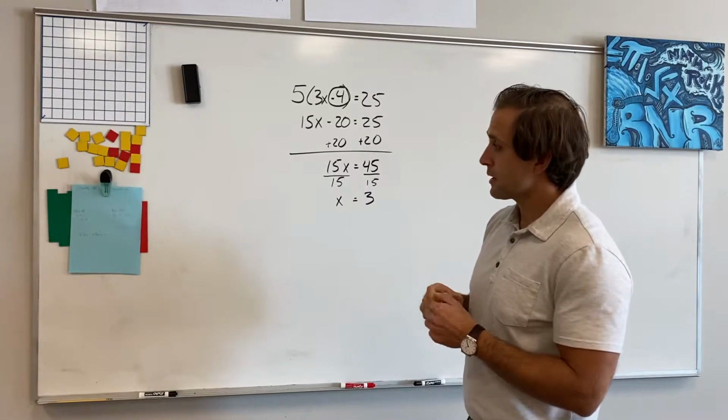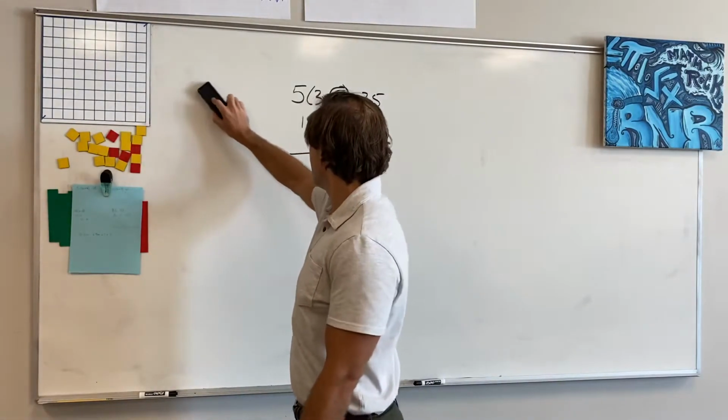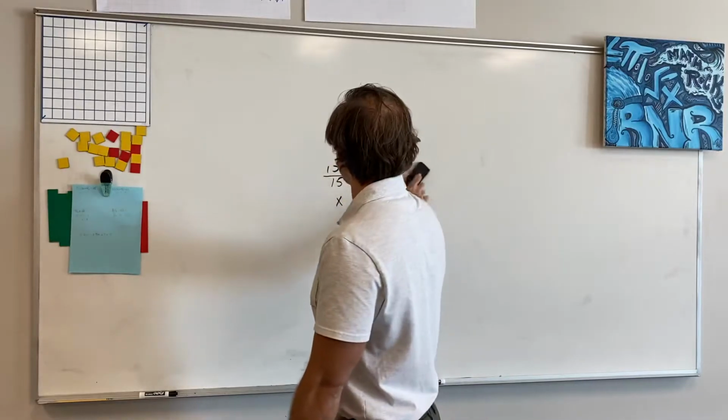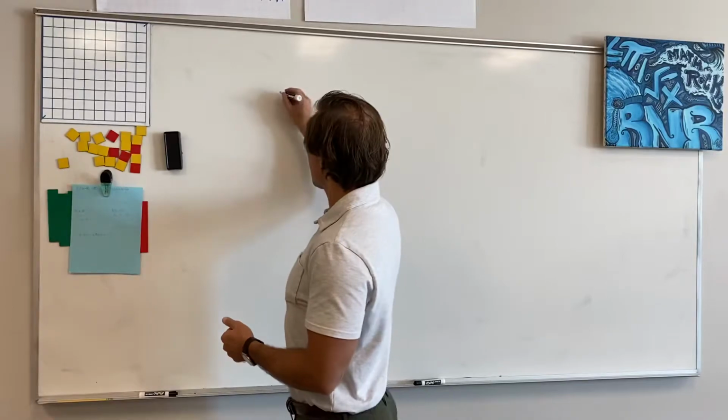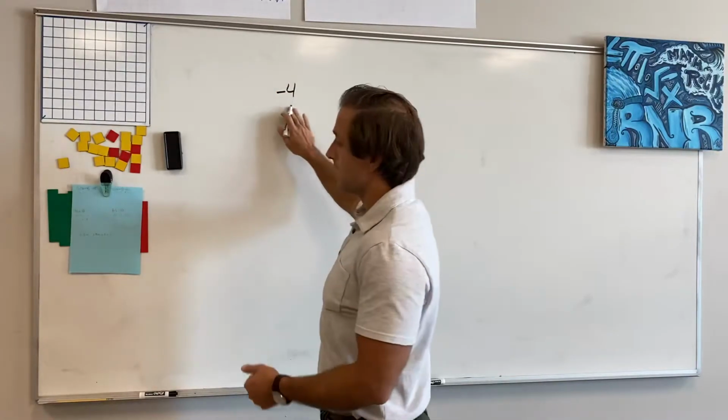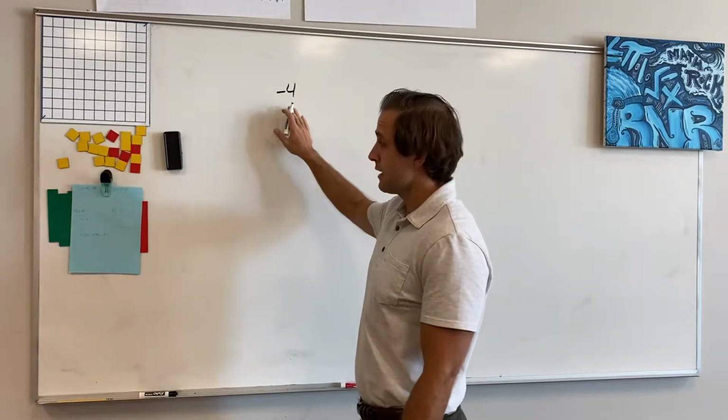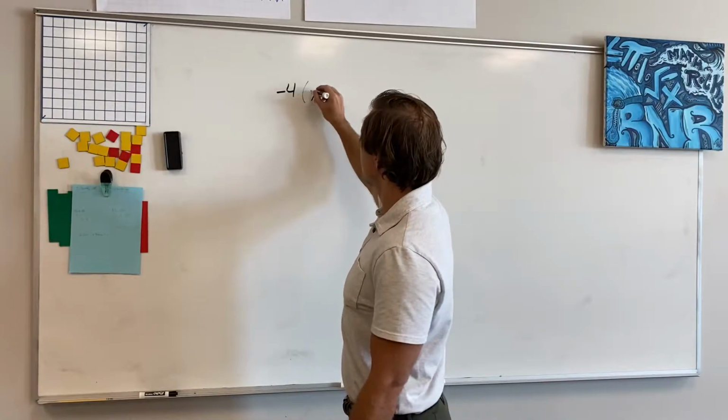All right, let's move on to another example. Now in this example, we're going to add another layer of complexity by putting a negative coefficient on the outside of the parentheses.